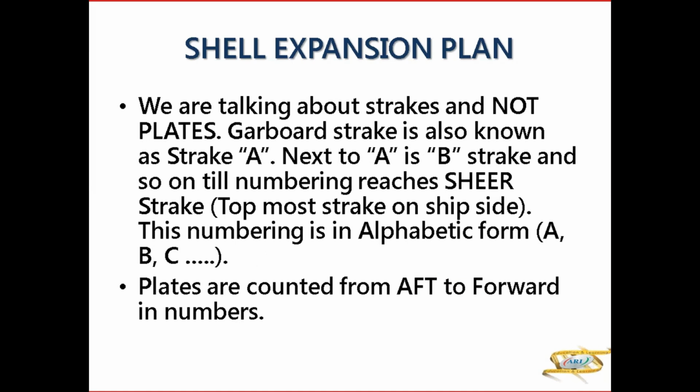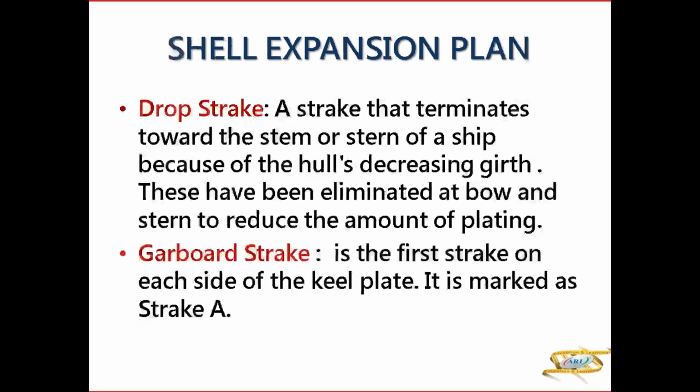Garboard strake is known as strake A. Next to strake A is B strake. The numbering continues till shear strake. So the plates are counted from aft to forward. So drop strake is a strake that terminates towards the stem or the stern of the ship because of the ship's decreasing girth, and that has to be eliminated at the bow and stern to reduce the amount of plating.